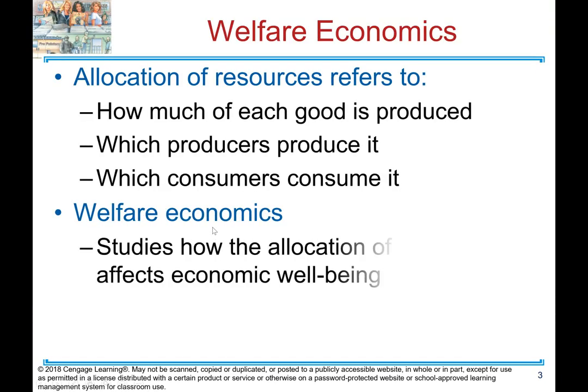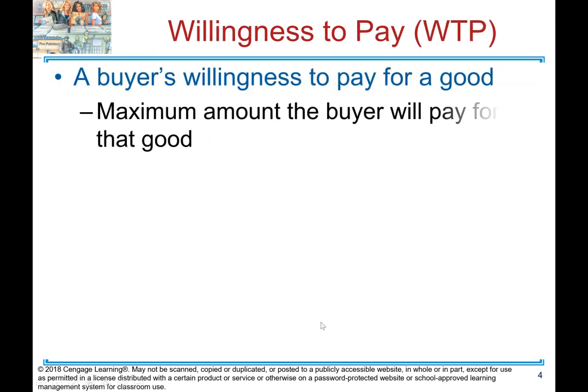So let's start by defining welfare economics. Regarding the allocation of resources, that refers to how much of each good is produced, which producers produce it, and which consumers consume it. So, welfare economics studies how the allocation of resources affects economic well-being.